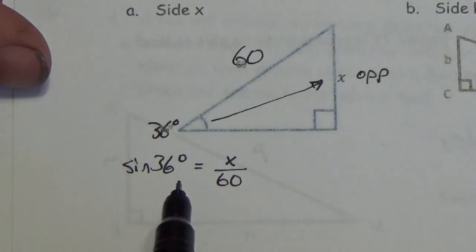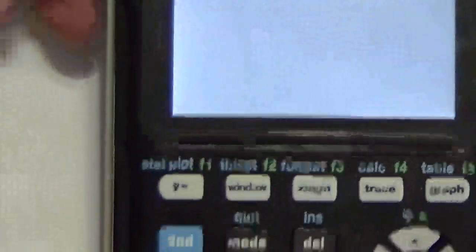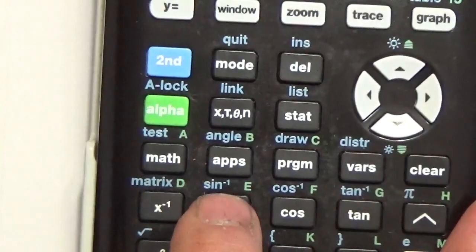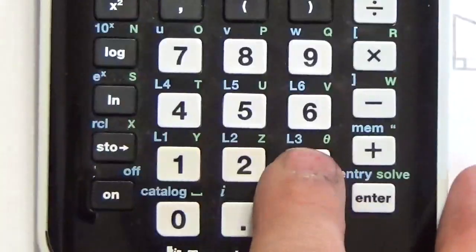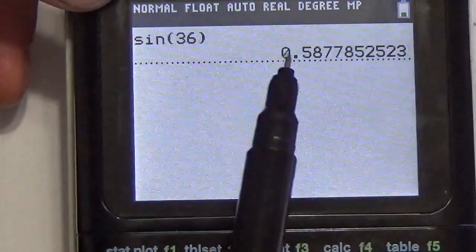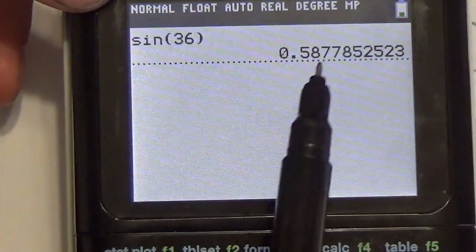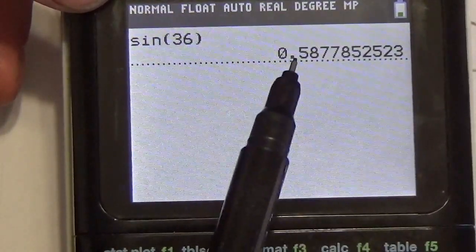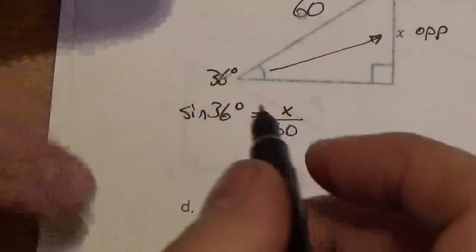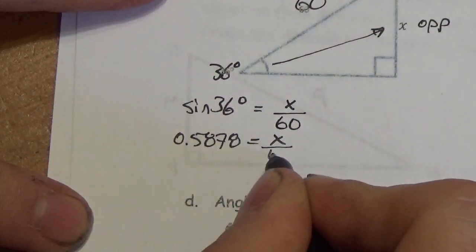Opposite over hypotenuse. Now, all that I would need here is I simply need to know what is the sine of 36 degrees. But fortunately for me, that is in my calculator. Right here. There's my sine button. So I would press the sine of 36, close the brackets, and there's the ratio right there that I'm looking for. 0.587, I'm going to go to 4 decimal places here, so 0.5878 when I write it down. So 0.5878, and that's going to equal x divided by 60.